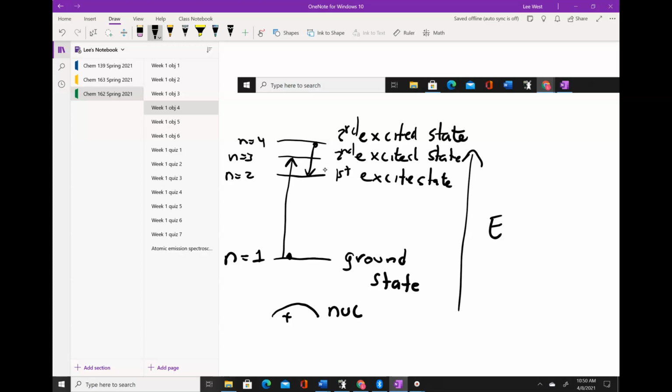Now you can see a little bit of a problem in that the principal quantum number, this integer over here, doesn't line up with the numbering scheme of the excited states, and so sometimes that causes people a little bit of confusion, but you just have to be aware of it, okay?